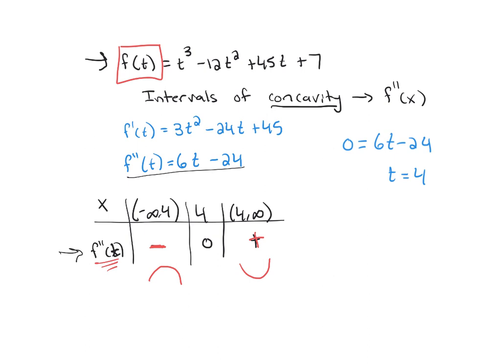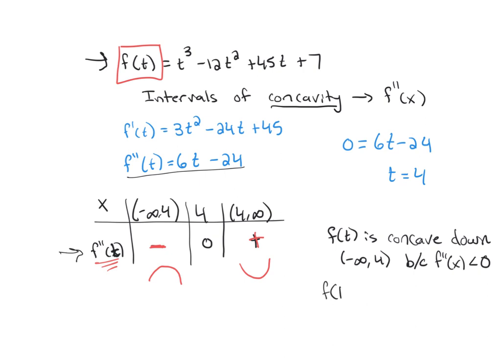So remember, we're using derivatives to make conclusions about the original function. So I guess that should have been f of t, but so f of t is concave down from negative infinity to 4 because f double prime is less than 0. And then f of t is concave up on the interval 4 to infinity because f double prime, oh, I keep doing x and t. Gosh, need to be careful here. f double prime of t is greater than 0.